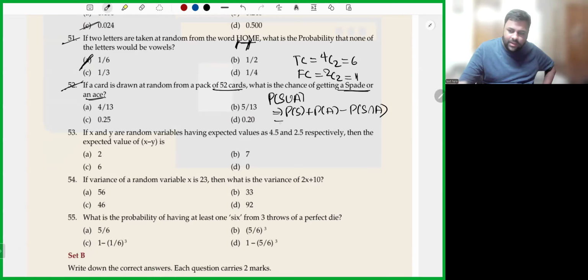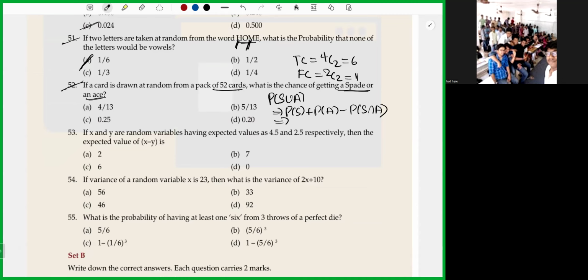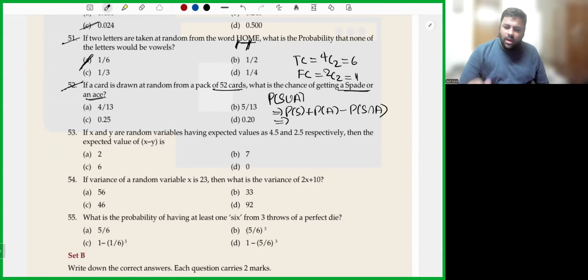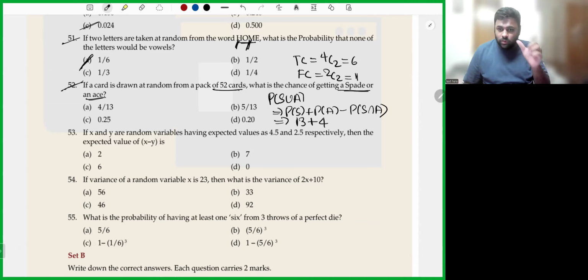Now, how many spades are there? We know a pack is divided into 4 suits. What are the 4 suits? Yeah. Pack is divided into 4 suits. The 4 suits are, we are having club, diamond, heart, and spade. So how many spades we are having? 13 spades. How many ace we are having? 4 ace. In each suit, we'll be having 1 ace.